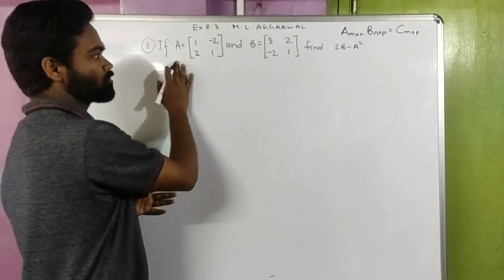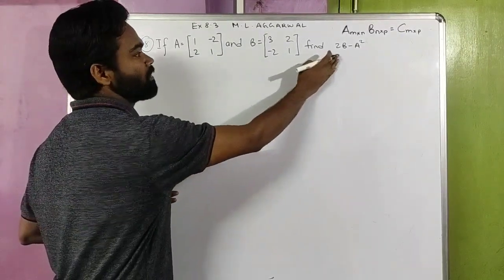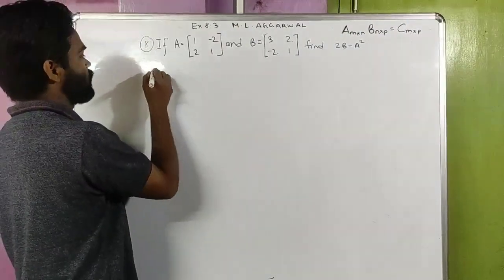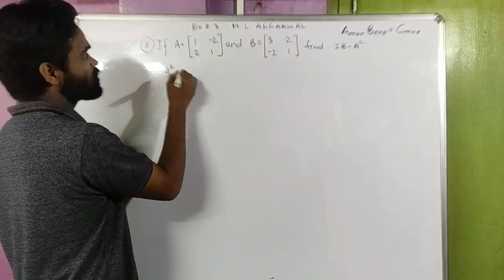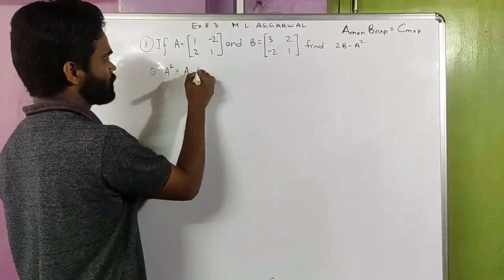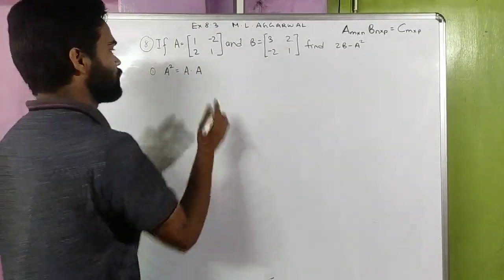A is given a 2 cross 2 matrix. B is again given a 2 cross 2 matrix. They've asked to find 2B minus A square. First thing we need to know is how to find A square. A square doesn't mean just simply squaring it. A square over here means A dot A, A multiplied by A. Don't square it. That will be wrong. Okay.